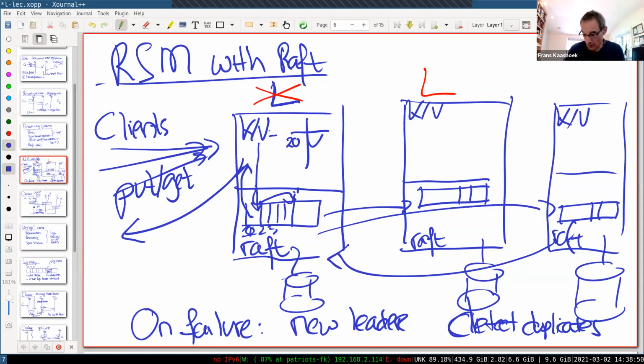So there's basically this variable, last applied or commit index, that the leader is maintaining. It only increases the commit index once it receives a response from the majority of the followers. The followers will commit their log entries once they know that the leader actually has committed it.